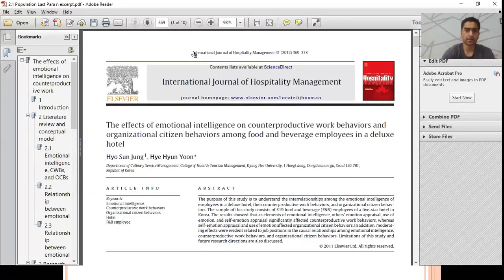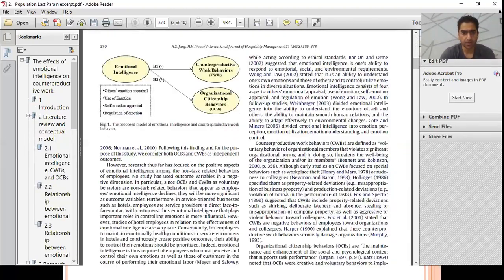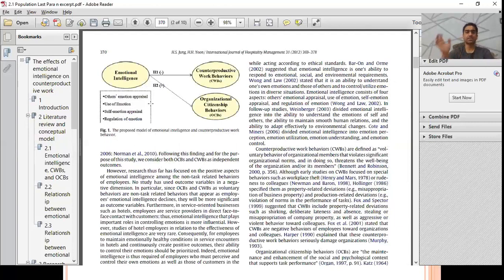Okay, then again a paper, International Journal of Hospitality Management. The paper was published in 2012: The effects of emotional intelligence on counterproductive work behavior and organizational citizenship behavior among food and beverage employees in the deluxe hotels. All right, I guess you can easily understand this model. The model is quite simple. Emotional intelligence is leading towards counterproductive work behavior as well as organizational citizenship behavior.